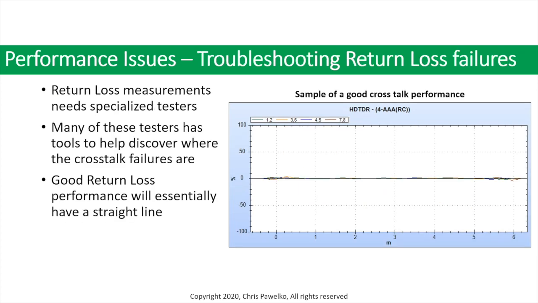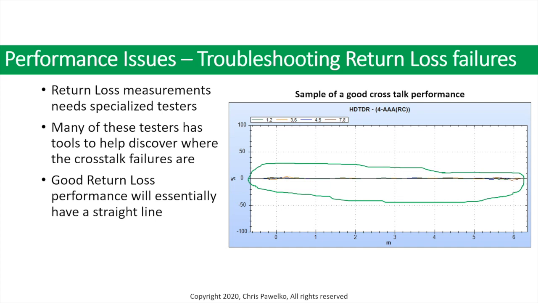Now, many testers out there do have tools to help you locate where the problems are with regards to return loss. Return loss measurements do need specialized testers, and many of these testers help discover where those failures are. What you want to see when it comes to return loss is a straight line. This particular tester that we're using is a Fluke Networks tester. It has the high definition time domain reflectometer, and ultimately you still want to have a flat line.